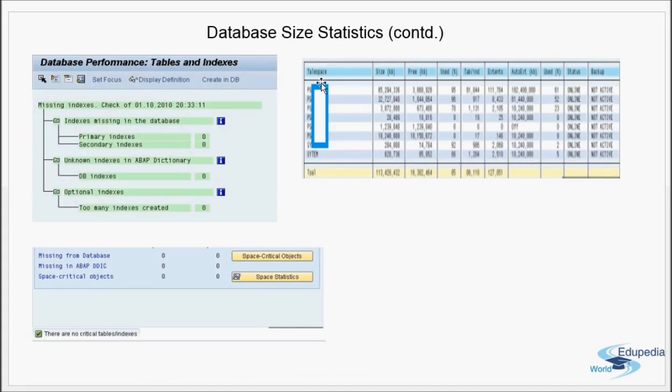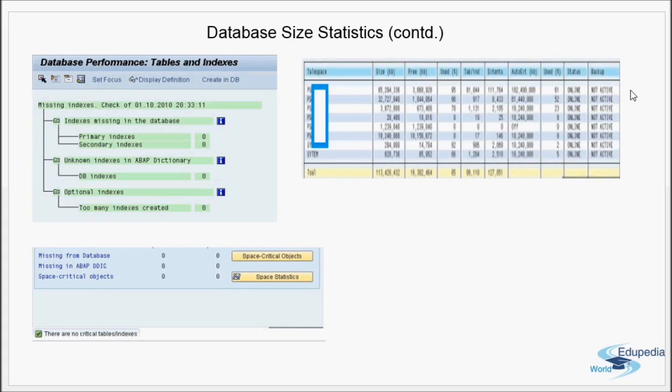Then if you check the table space current sizes and space statistics, you will get the table space names, like ERP, SAP, whatever it is, the size, the free and the used space, how many tables and indexes it has, how many extents it has. Then auto extend, how much it will auto extend itself, the used percentage, then the status. A table space should be online, and backup is not active, like that.